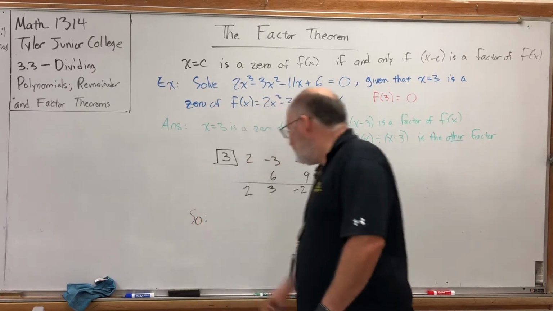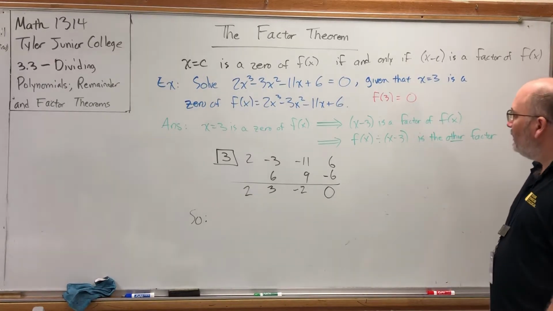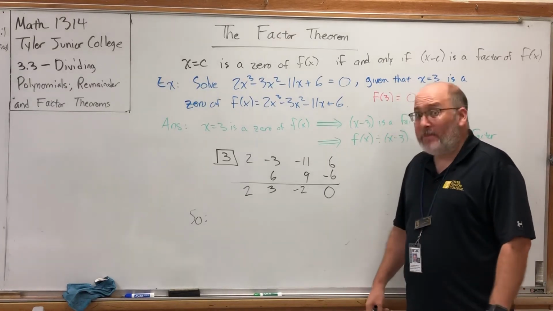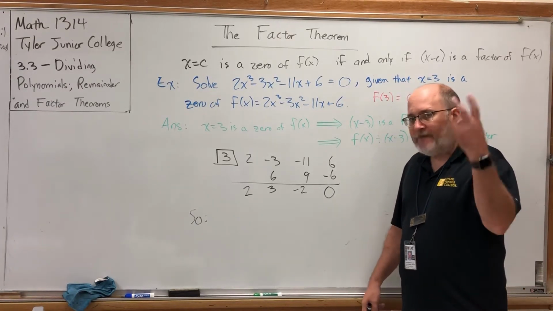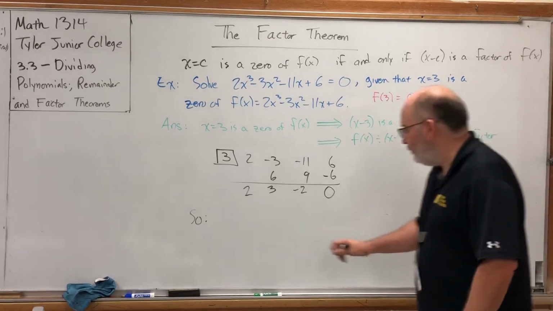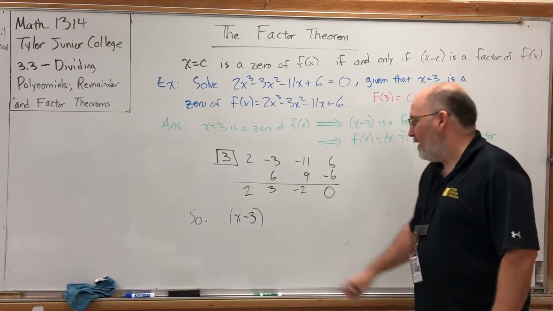Well, here's something that will be repeated a lot in the next series of videos. If you have a successful synthetic division problem, and by successful I mean the remainder is 0, you have found two factors. One is what you divided by. The other is the quotient, the bottom row.